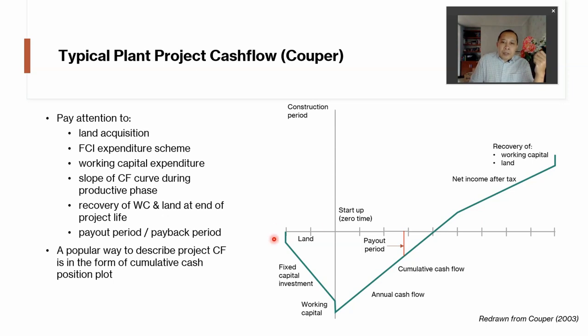And here, for example, in year -2, this negative cash flow refers to the purchase of land. And then this one here, this is the expenditure of FCI. And then at the end of the construction period, just before the plant starts up, we also spend money to acquire the working capital, modal kerja. And this is the productive phase of the project.